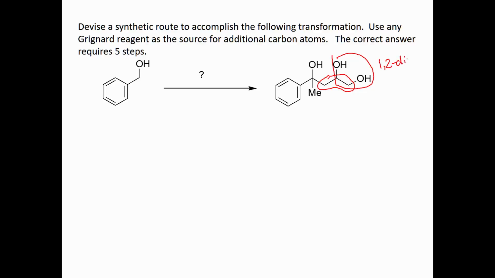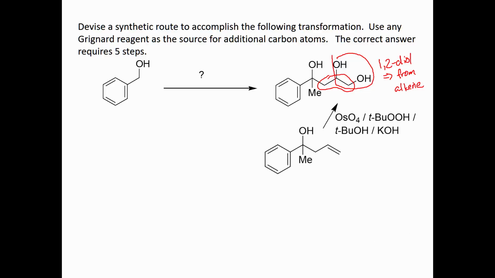But one thing to note here is that this is a 1,2 diol, easily obtained from the alkene, right? So that's a group that is perfectly compatible with the Grignard reaction. So let's do that as our last step. We're just going to take this alkene and treat it with osmium tetroxide. Okay? All right. So now this problem becomes a little bit more manageable.